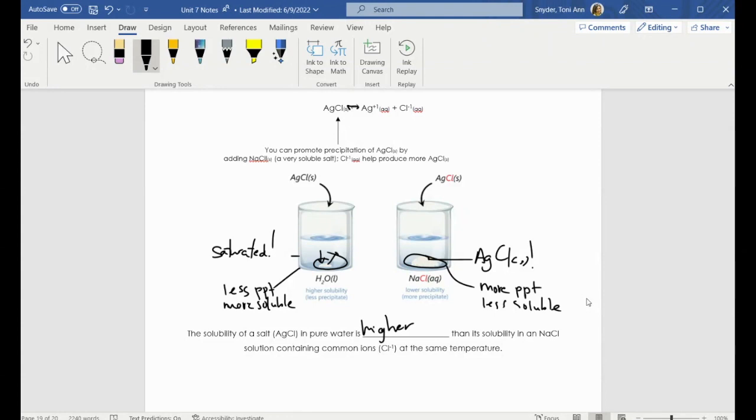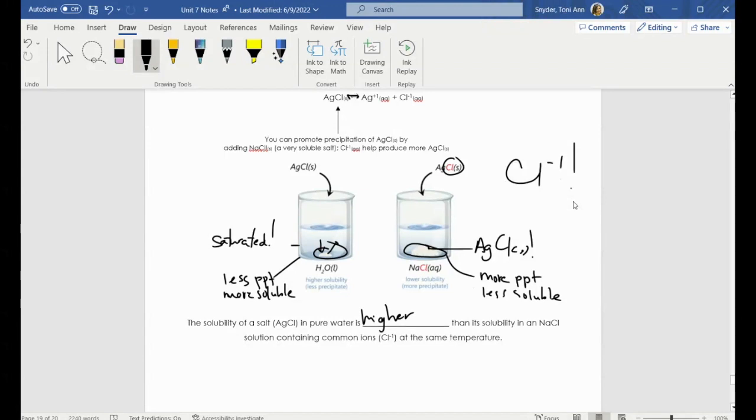And that's because it has that common ion. In this case, the common ion is the Cl-1, okay? Silver chloride and sodium chloride both have that chloride ion. Therefore, we say that that is the common ion between them. And that's what we have to look for when we do these examples: what is the common ion? We have to identify that first, and then we can go ahead and work through the problem.